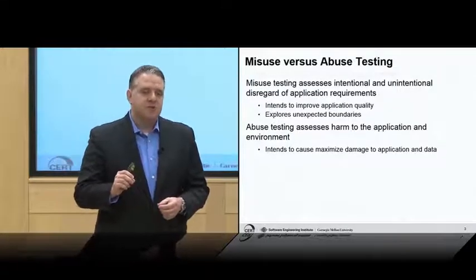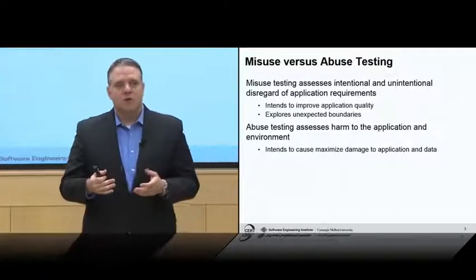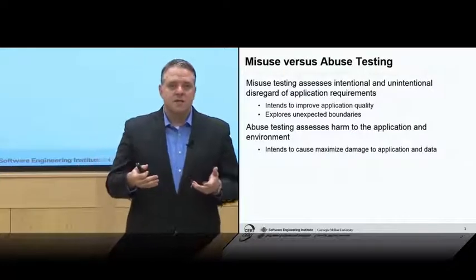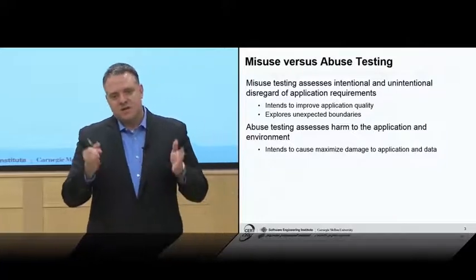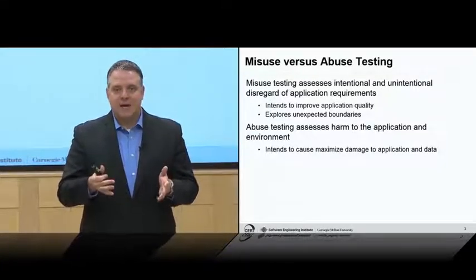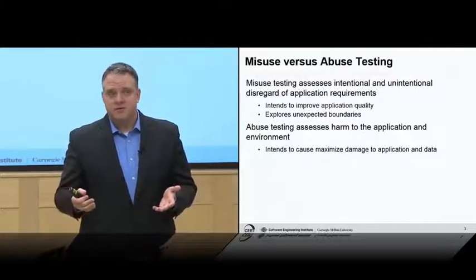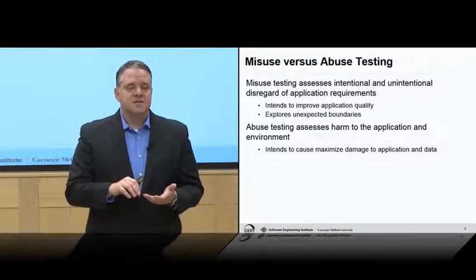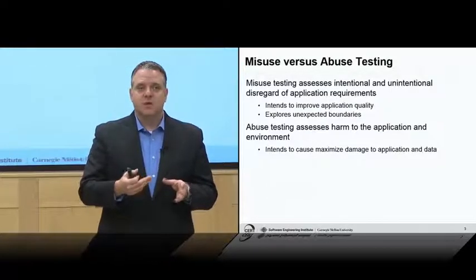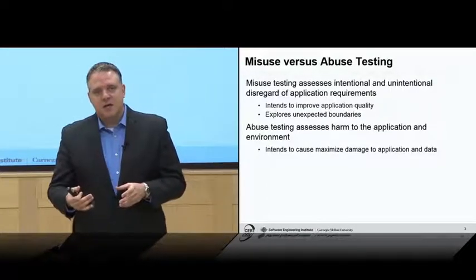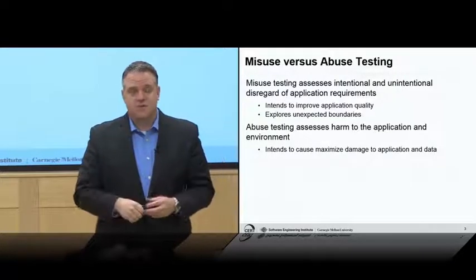There's a very fine line between misuse testing and abuse testing. Misuse testing, you're looking for perhaps intentional or unintentional disregard of application requirements. Meaning, if you say username is restricted to 8 characters, a test case there might be, well, I put in something that is 16 characters. The intent of misuse case testing is to improve application quality and make sure that you address the cases where you have unexpected boundaries and manage the resulting, whatever the application does as a result of that.